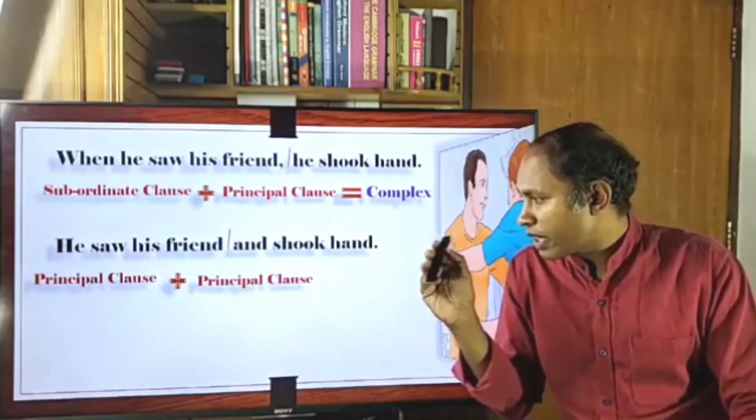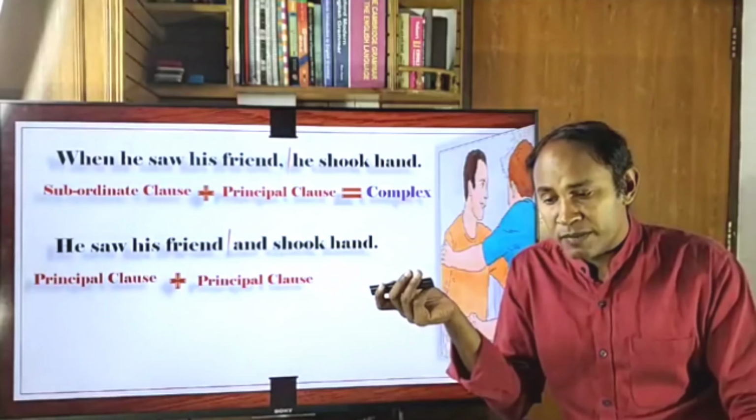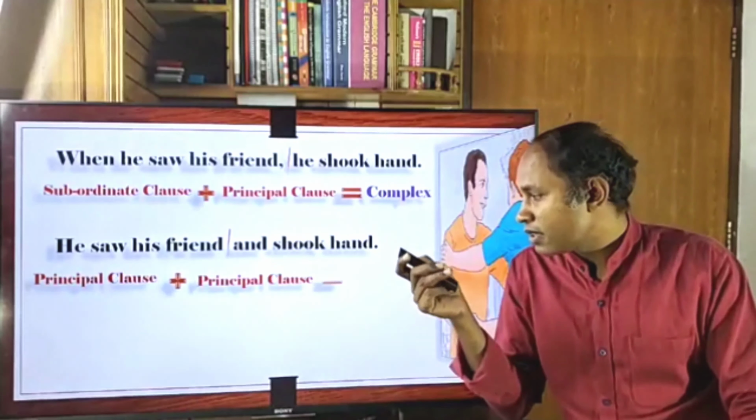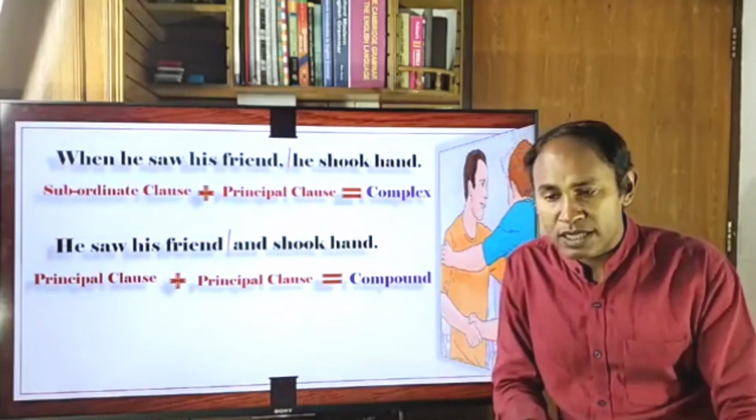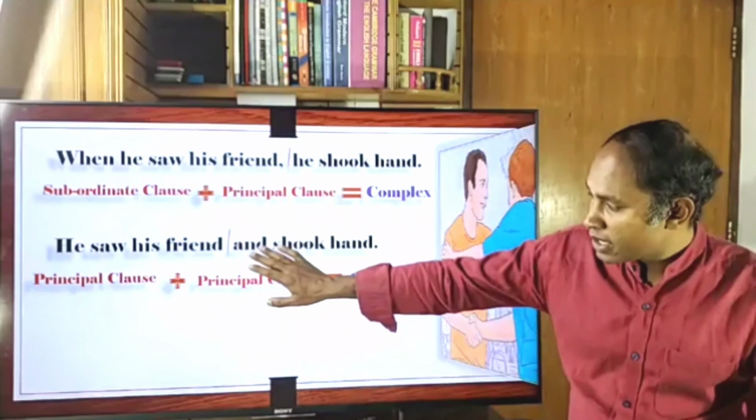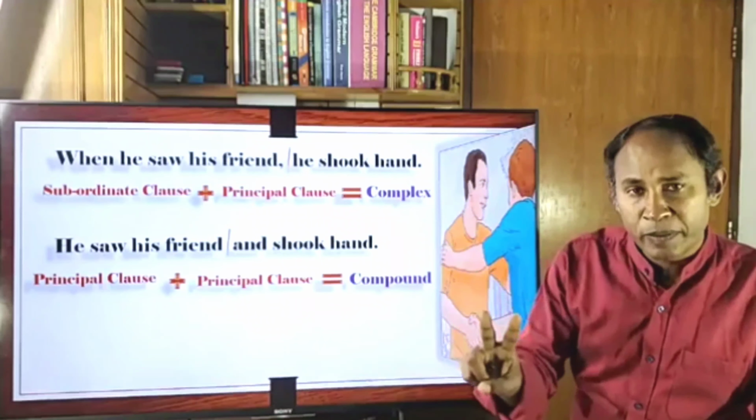Okay, so "He saw his friend and shook hand." This is not a simple sentence. This is a compound sentence. And how? Because this sentence has two clauses, two principal clauses.